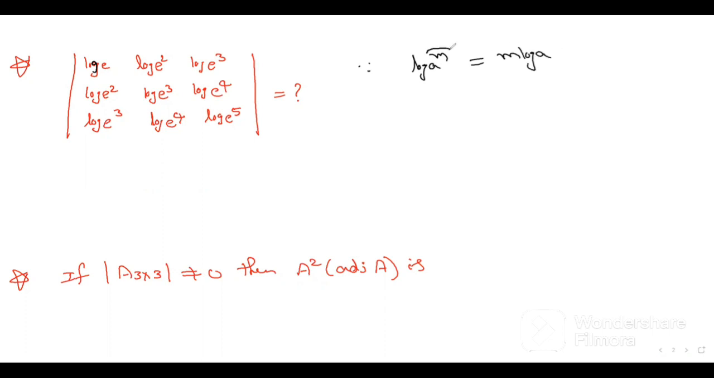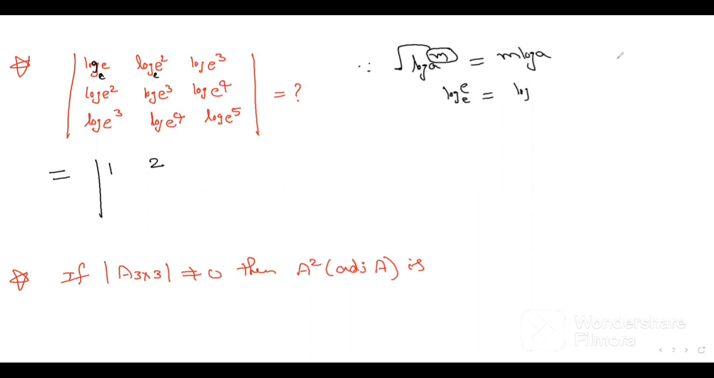Here the power m is taken before the logarithm; that is the property. Log of a to the power m is m log a. Now we should apply this property to log e. Log e is nothing but log e base e. Log e base e value, how much? 1. Log e square is nothing but 2 times log e, and log e value is 1. The log e base e value is 1.